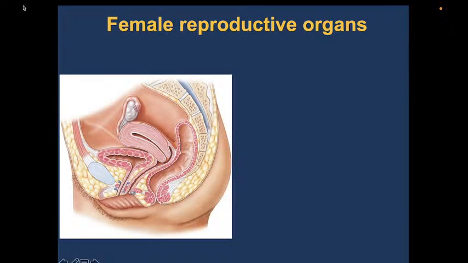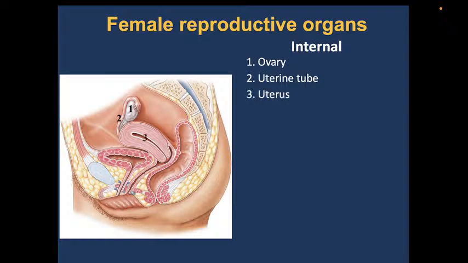The next picture shows all female reproductive organs, an animated figure. Among the internal organs, I show you the ovary, number 1, and the uterine tube, number 2. The uterus is a very important unpaired organ in the female pelvis. And the vagina is also the fourth internal organ.